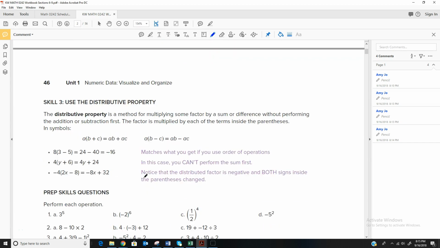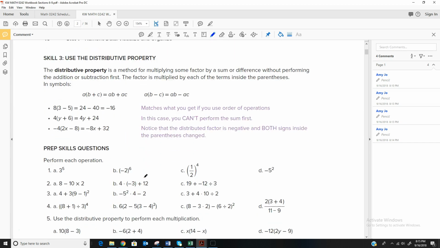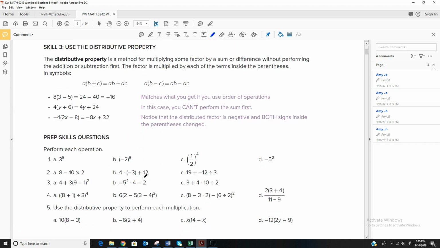So now we're going to move down here and look at the distributive property as our last skill, and then we'll do the prep skill questions. For the distributive property, this again is very likely something that you've seen before but may not have done for a while. When you use the distributive property, you have something out in front and then a sum or a difference inside the parentheses. And in order to distribute, we take what's on the outside and we multiply it through.